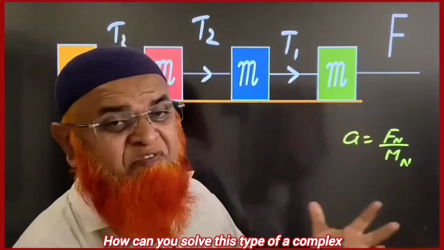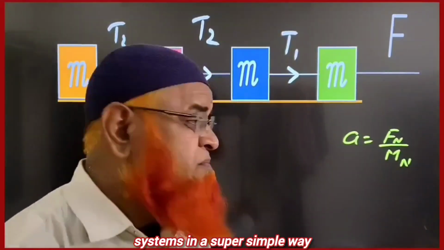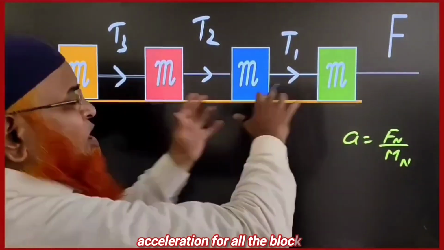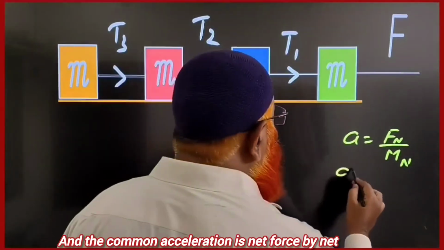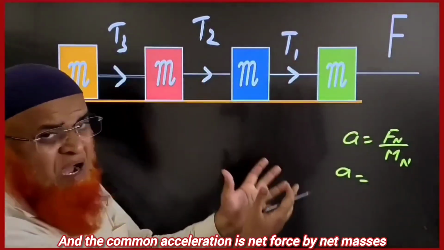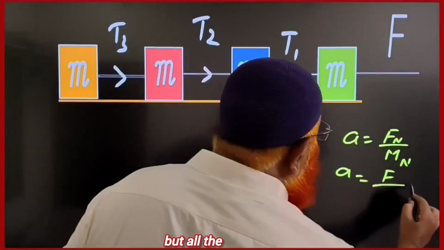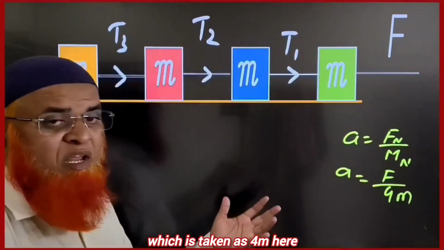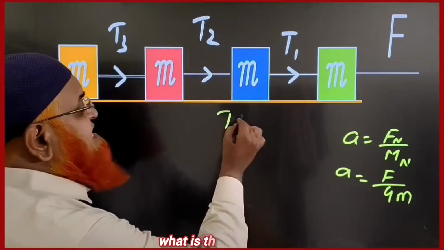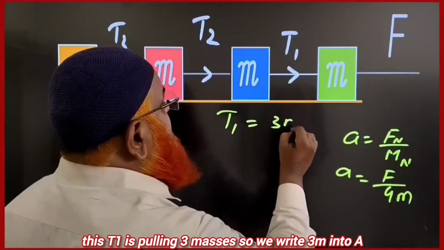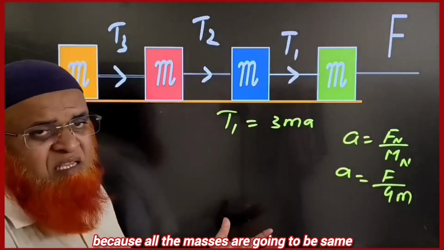How can you solve this type of a complex systems in a super simple way? First thing is, you need to find out a common acceleration for all the blocks which are moving forward. And the common acceleration is net force by net masses. Net force is capital F and net masses are nothing but all the 4 masses which is taken as 4m here. If you want to find out what is the tension T1, this T1 is pulling 3 masses, so we write 3m into A because all the masses are going to be same.